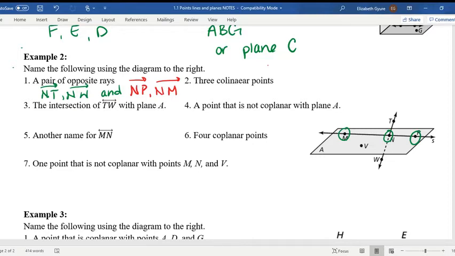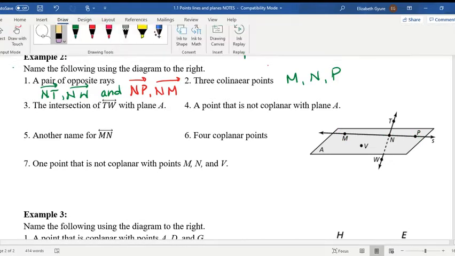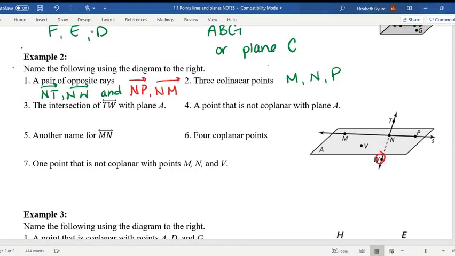M, N, and P, and you'll notice here I'm separating with commas, so we can tell those are separate things. Or we could look at W, N, and T. Those lie on that up and down line. It's not quite vertical, but the one that's coming from the top and going out the bottom. Those are all lying on the same line. So we could also say T, N, and W. Those are both options.